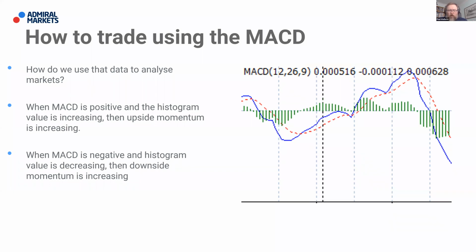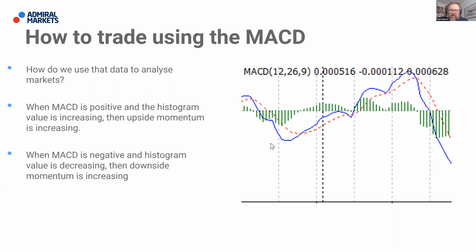So more importantly, now we can understand where the numbers come from and how it's created. How do we use that data to analyze markets? Well, invariably what we see in traditional MACD is when the MACD is positive and the histogram value is increasing, then upside momentum is increasing in the markets. And on the flip side, when MACD is negative and the histogram value is decreasing, then downside momentum is increasing.